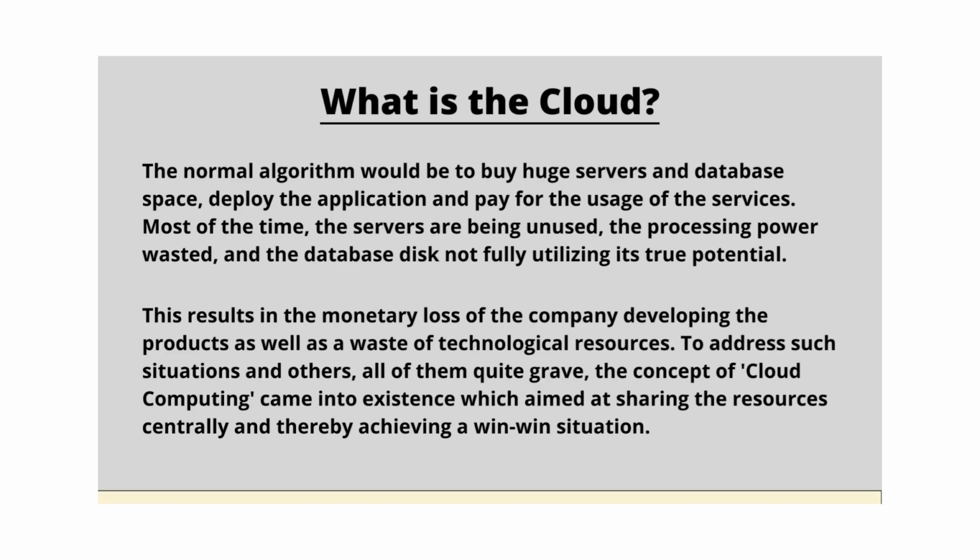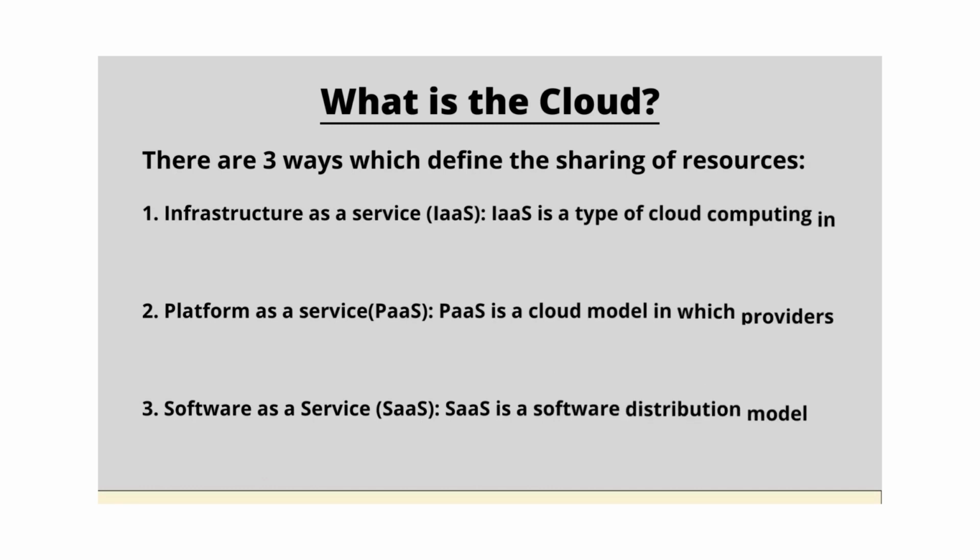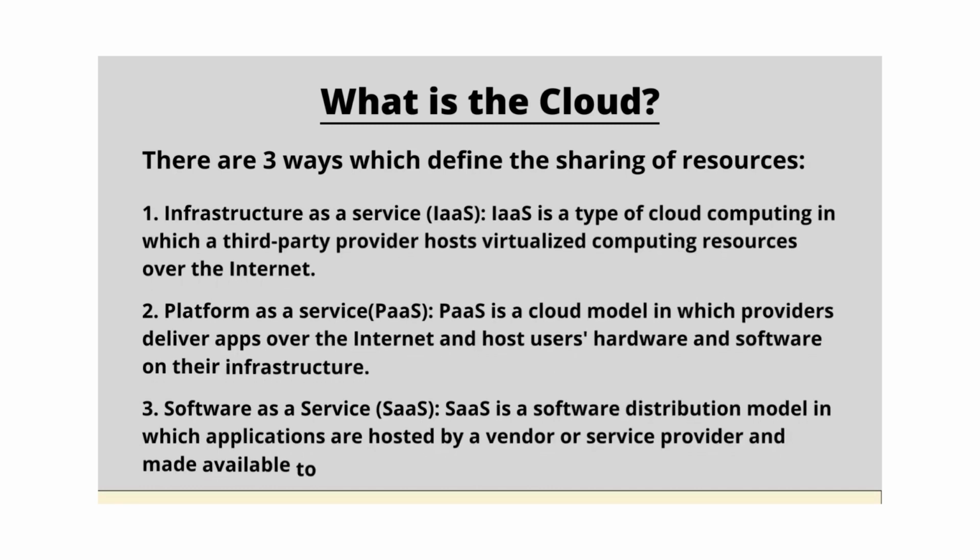To address such situations and others, all of them quite grave, the concept of cloud computing came into existence, which aimed at sharing the resources centrally and thereby achieving a win-win situation. There are three ways which define the sharing of resources. First, infrastructure as a service, or IaaS. IaaS is a type of cloud computing in which a third-party provider hosts virtualized computing resources over the internet.